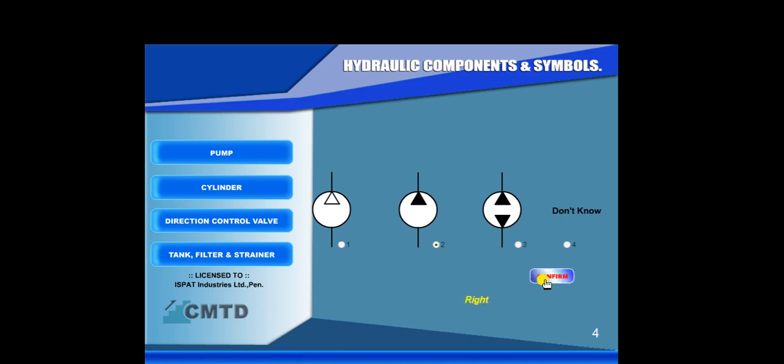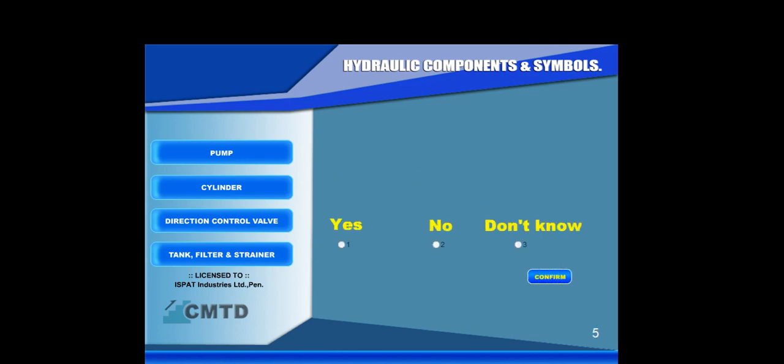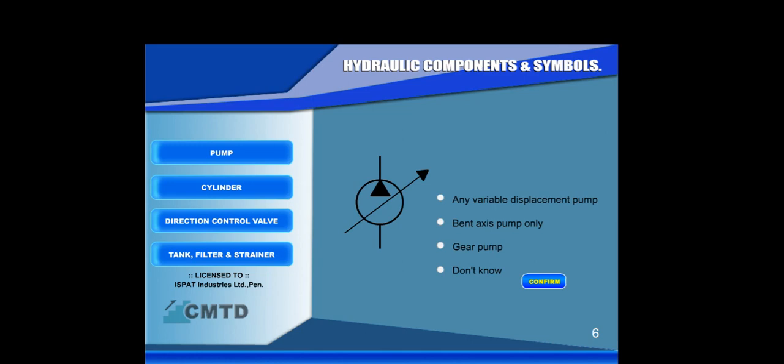Different types of pump have different symbols. Yes or no? No. Different pumps do not have different symbols. Which of the following symbols indicates any variable displacement pump, bent axis pump only, or gear pump only? The answer is any variable displacement pump.